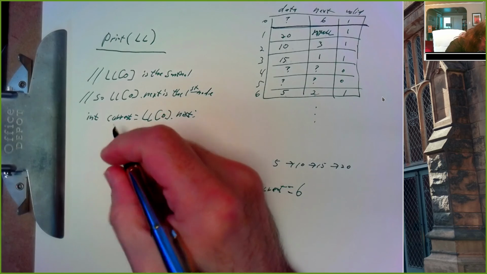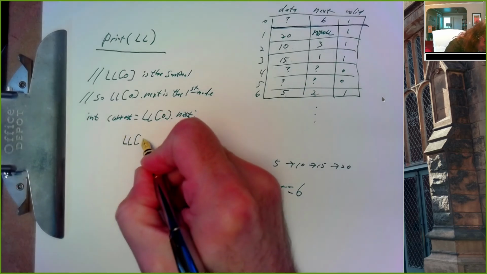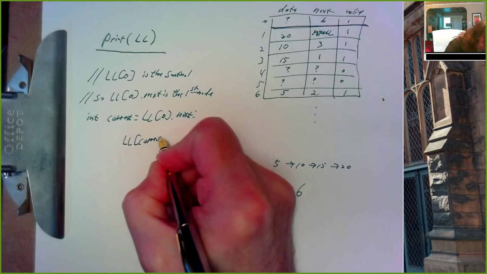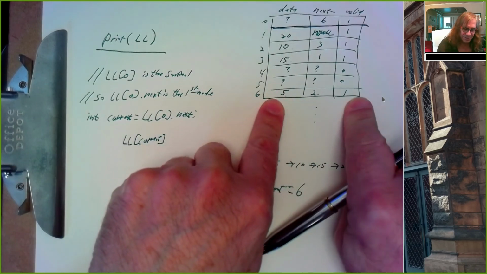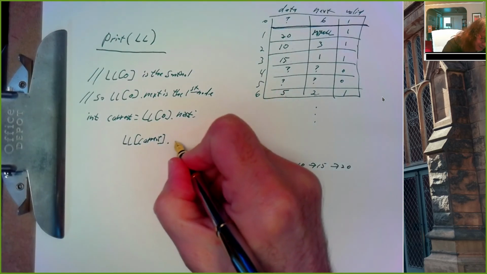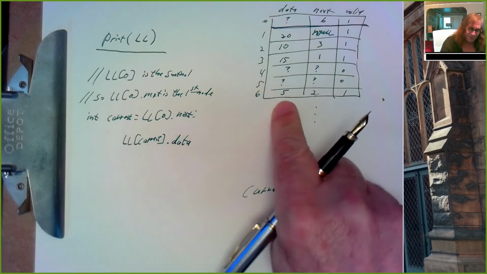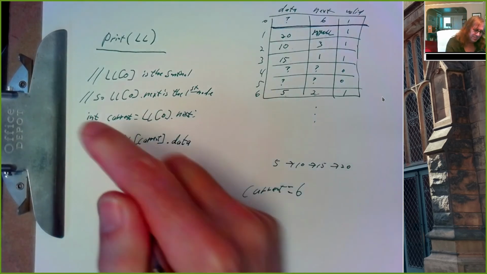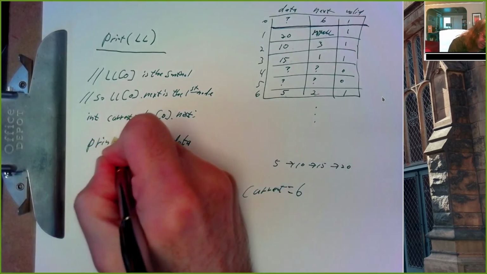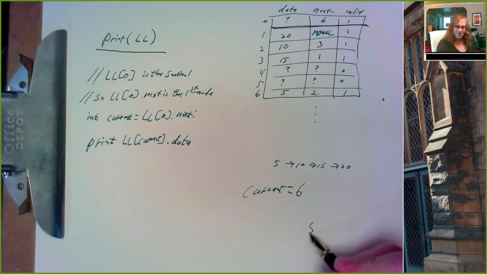So if I were to say LL bracket current, that's this entry in my array. And if I were to say LL bracket current dot data, that's this data value. And so if I print that, that'll print out my 5.